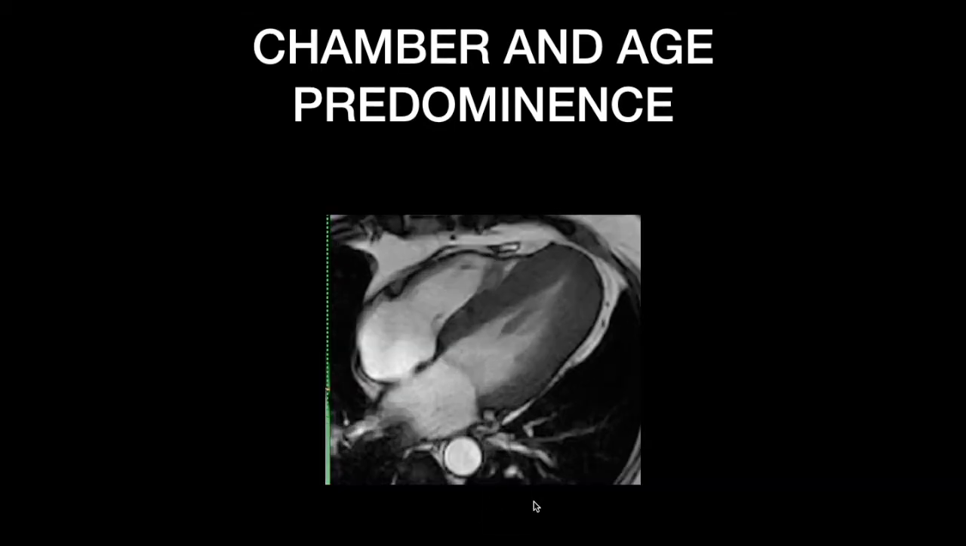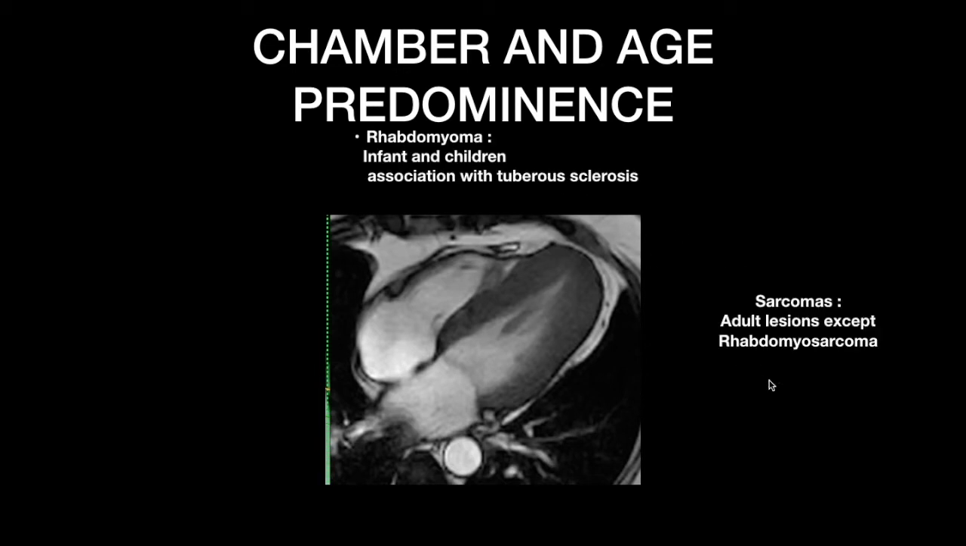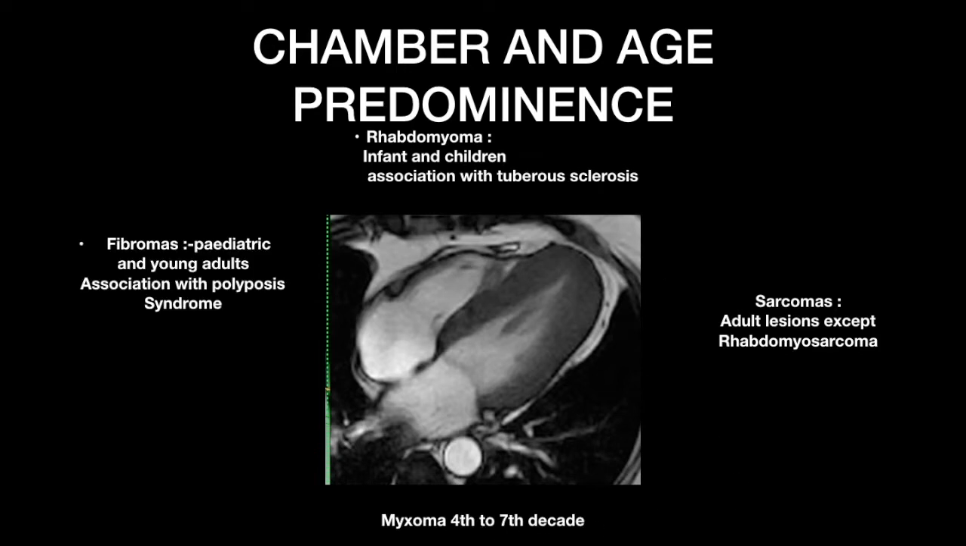Similarly, few lesions present at a particular age group, like rhabdomyoma, are peculiarly seen in infants and children and has association with tuberous sclerosis. Then the sarcomas are adult lesions, exception rhabdomyosarcoma, which is again a tumor of infants and children. Myxoma is present predominantly from the 4th to 7th decade, and fibroma, which is a pediatric and a young adult lesion, is associated with polyposis syndrome.